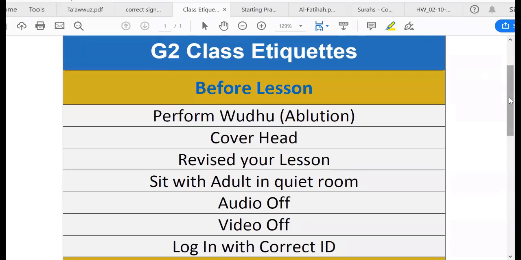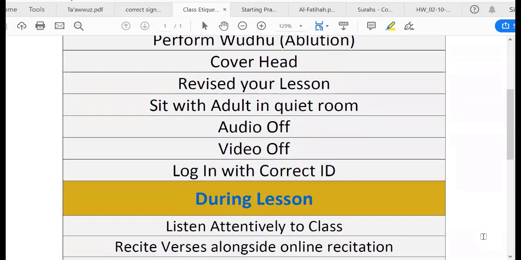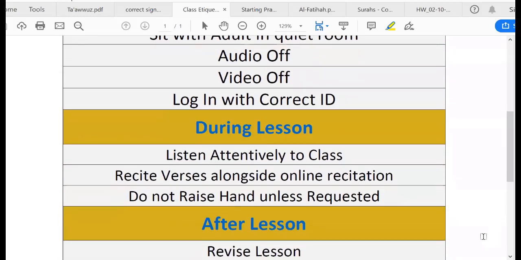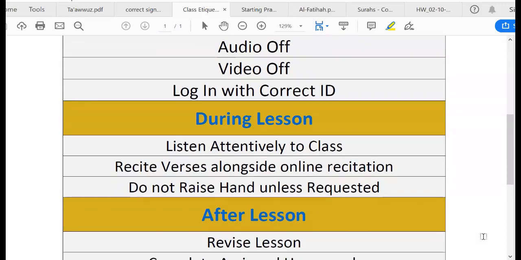Please perform wuzu before you come for class. You should always cover your head and quietly revise your lesson. You should always have an adult sitting next to you in a quiet room where you can understand this properly. Your audio and video should be off, and you should always log in with your correct ID, because if you haven't got your correct ID, you will be put in the waiting room and you cannot attend the class.